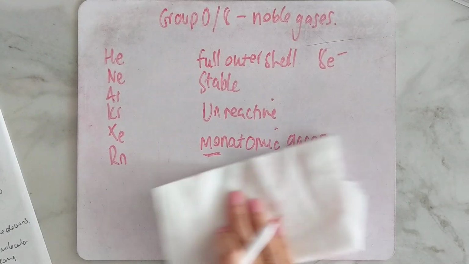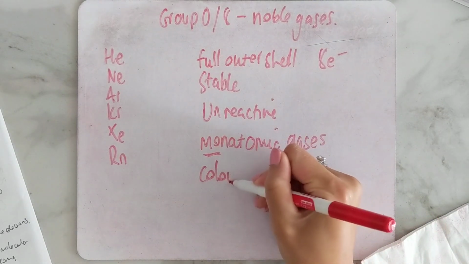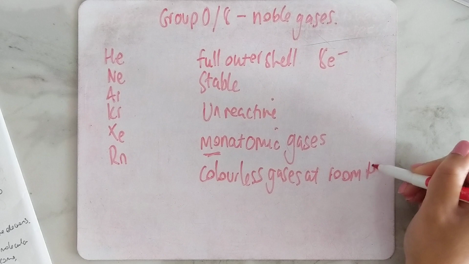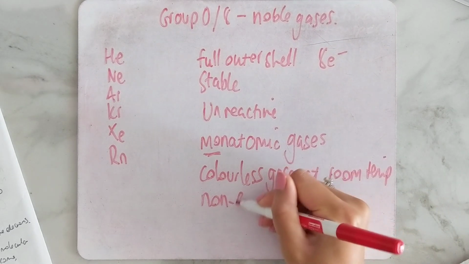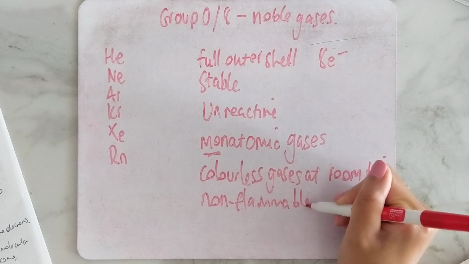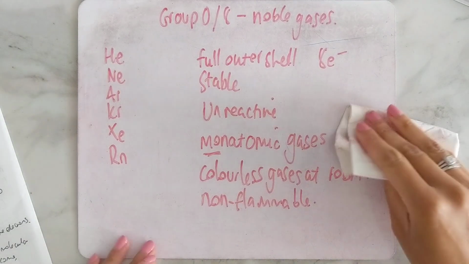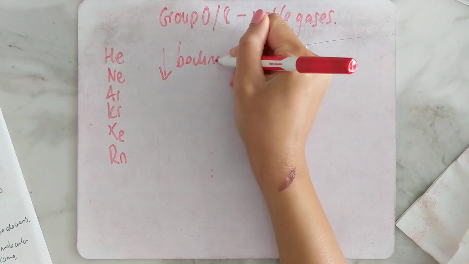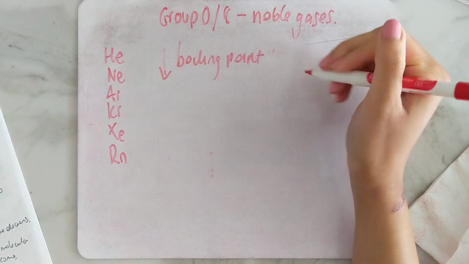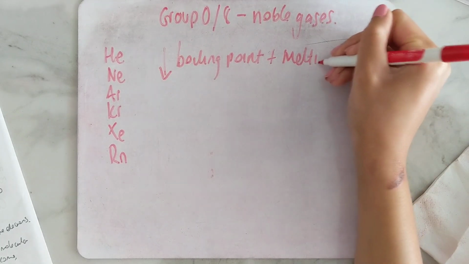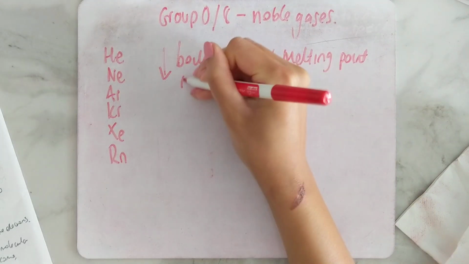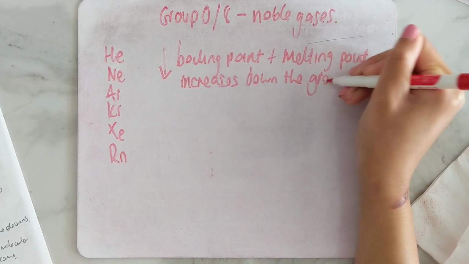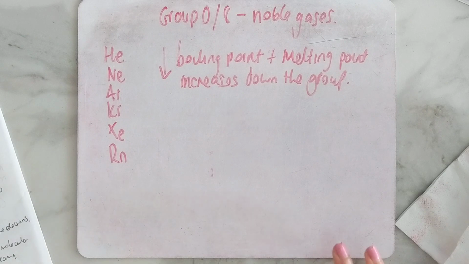So they don't bond, they're just singular. Okay, so they're all colourless gases at room temperature. And they're all non-flammable. Okay, so that's their properties then. Their boiling point and melting point increases as you go down the group. And this is because, sorry, I can't speak.